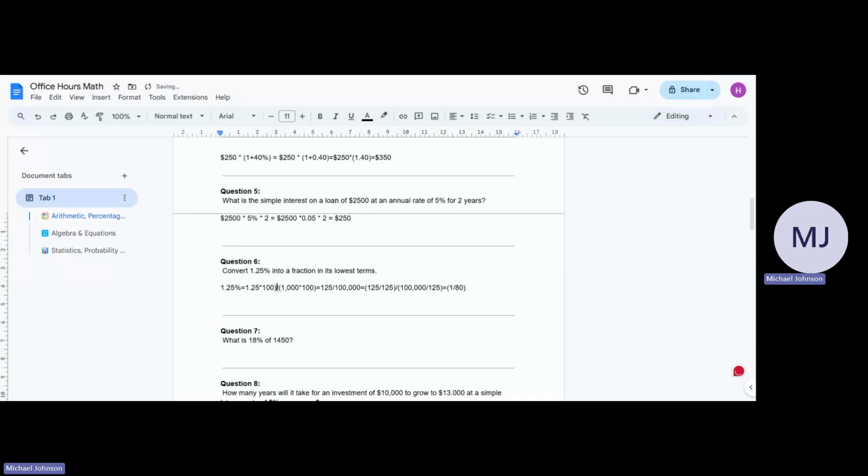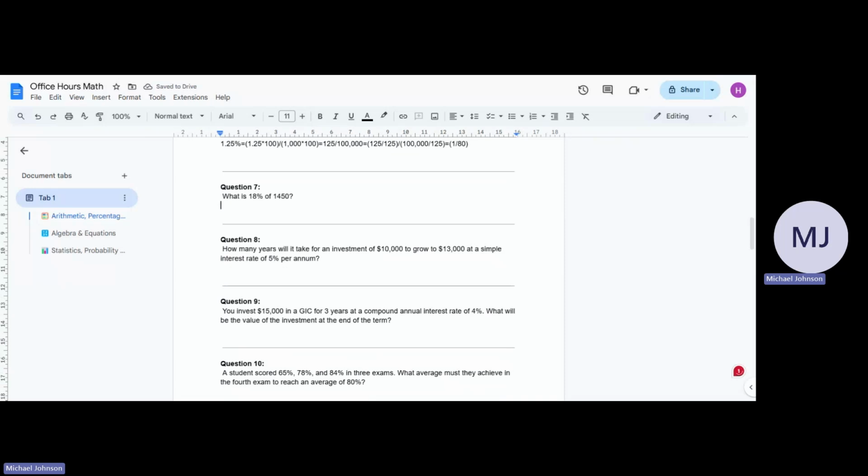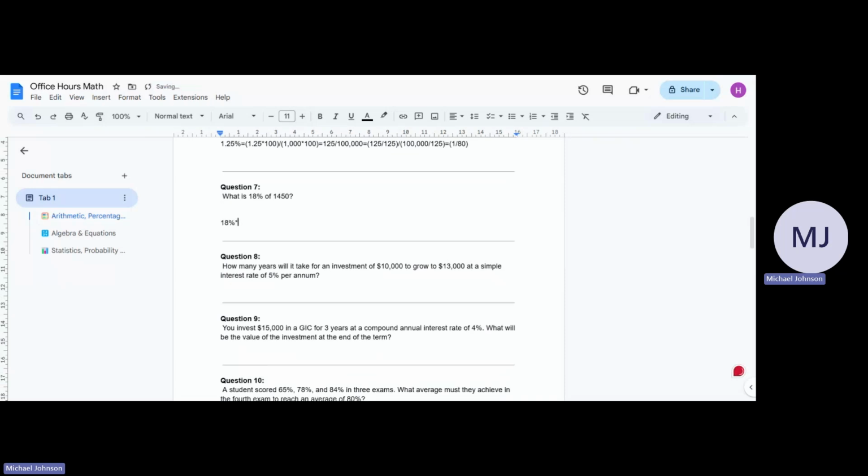And the next one, question 7, what is 18% of 1450? We do 18% times 1450. That would translate to 0.18 times 1450, and we get 261. So that's how we would do that one.